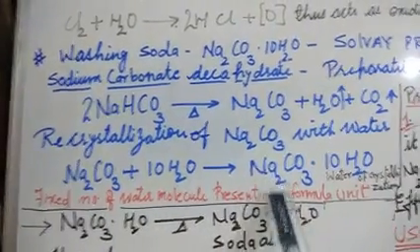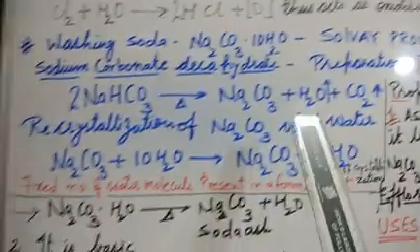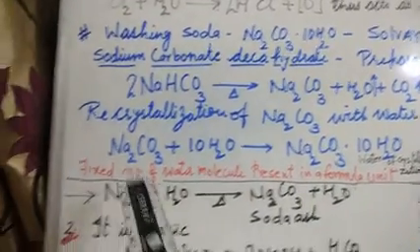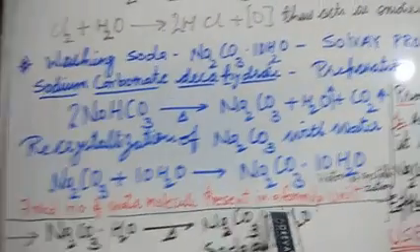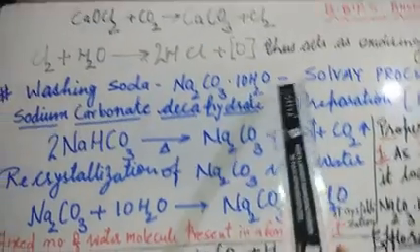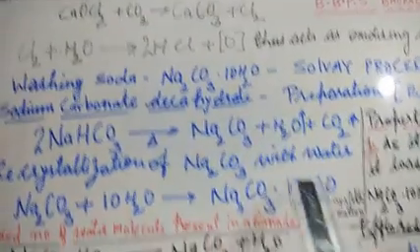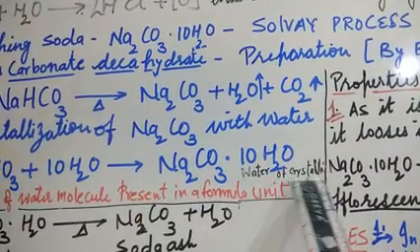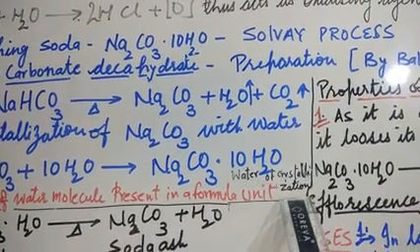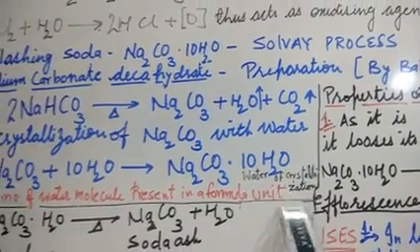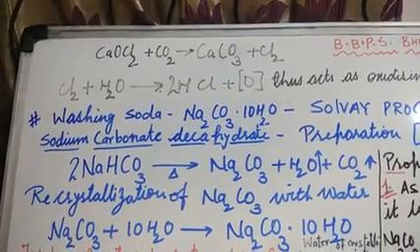So here Na2CO3.10H2O, which we are calling water of crystallization. How to define this water of crystallization? Here I have written, students, a fixed number of water molecules present in a formula unit. A fixed number of water molecules present in a formula unit is called what? Water of crystallization. Is it okay, students? Clear? So this is how, by Solvay's method, washing soda is prepared.